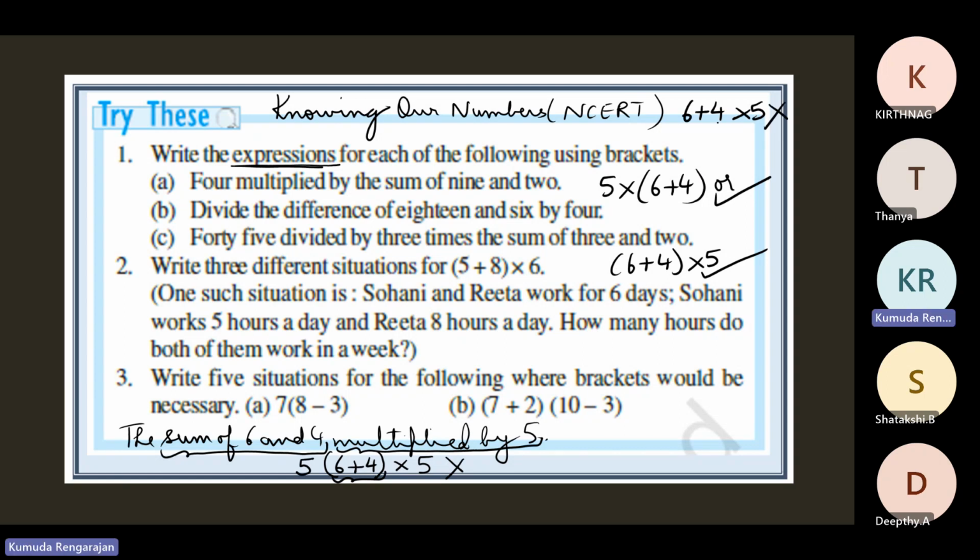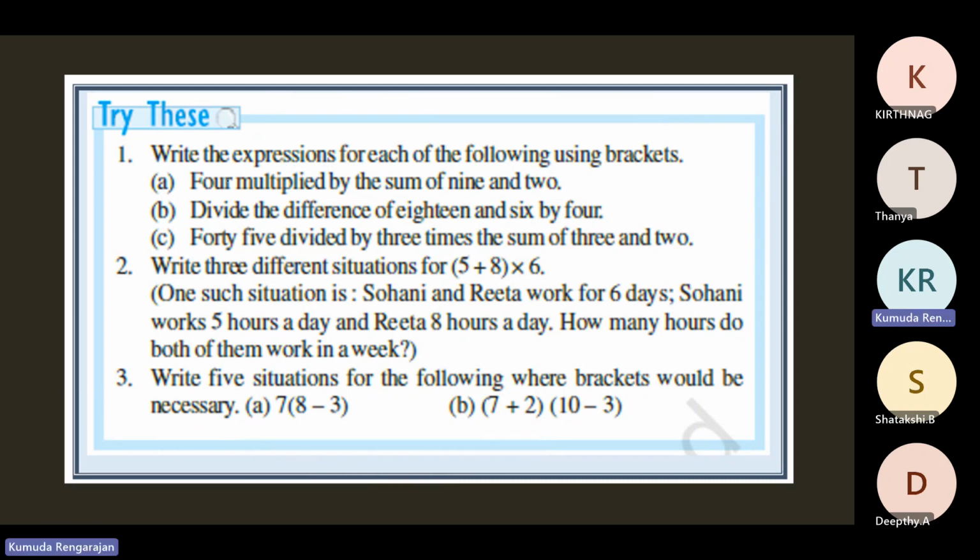Because this is like 4 into 5, 4 multiplied by 5. It can give different meanings. Am I clear, children? Yes, ma'am. Okay.